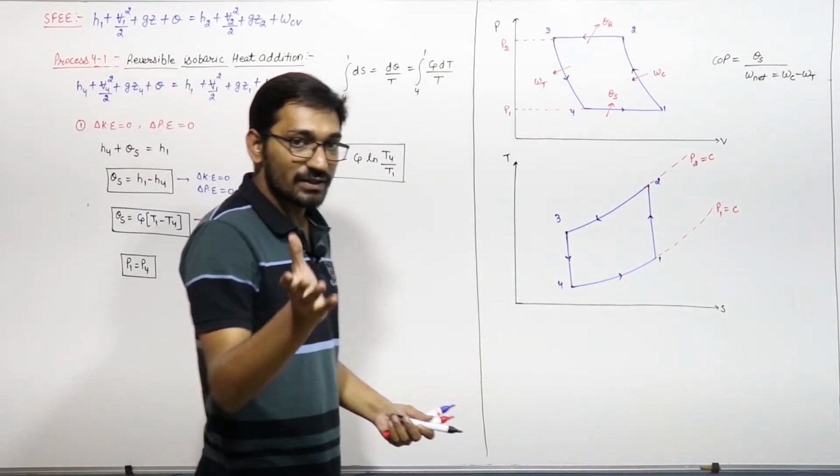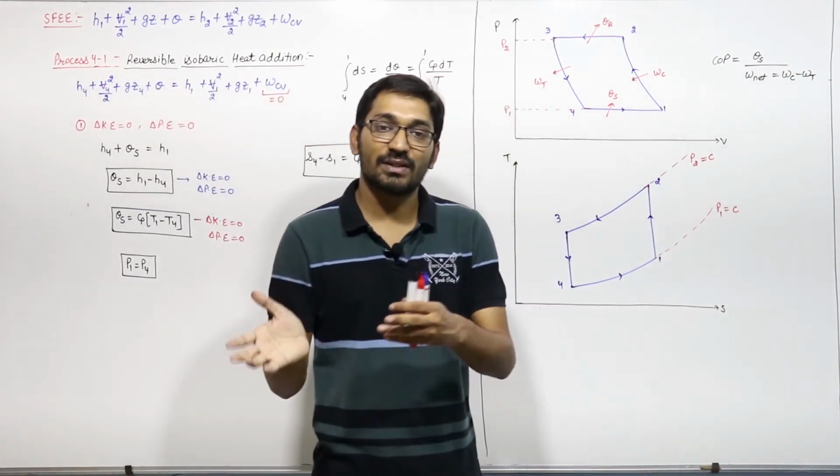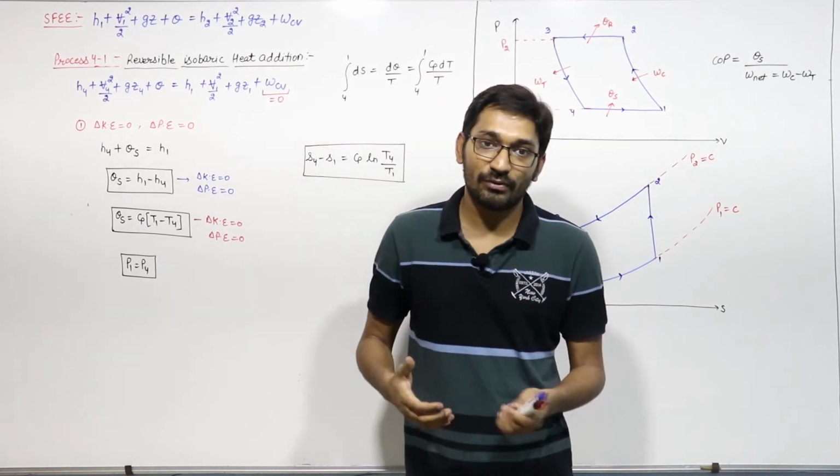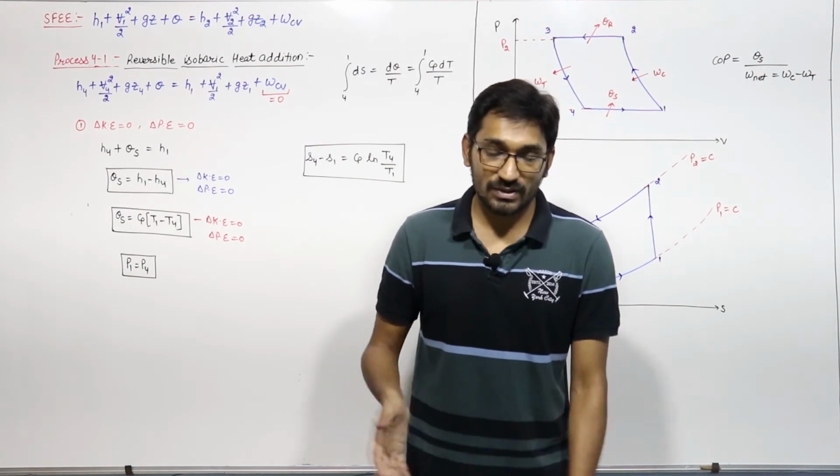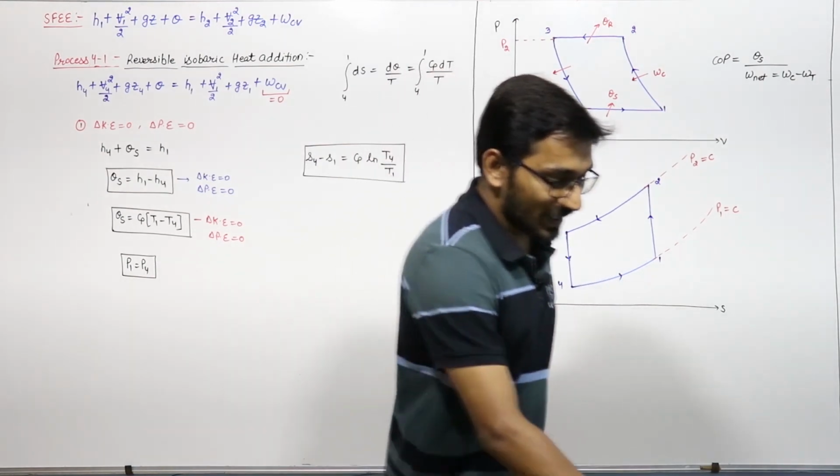So we already covered all these processes: process 1 to 2, 2 to 3, 3 to 4 and 4 to 1. The basic equations which we have to use in all these 4 processes we have already seen. Now let us derive the COP.